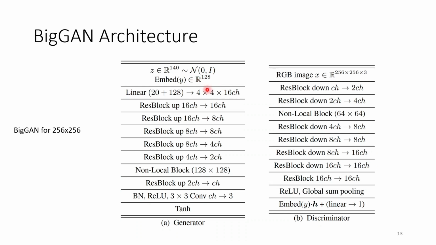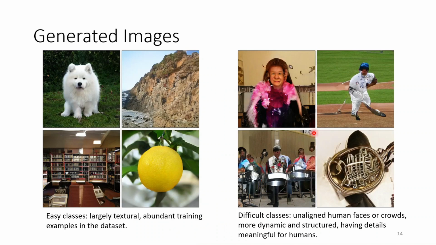Then there is upsampling from 4 by 4 to 8 by 8, 16 by 16, 32 by 32, 64 by 64, 128 by 128. Here is the non-local block for 128 square. So it's almost the same as SAGAN, but it becomes larger. Then finally, they generate an output image. And this is the discriminator part. Okay, so let's take a look at the generated images.